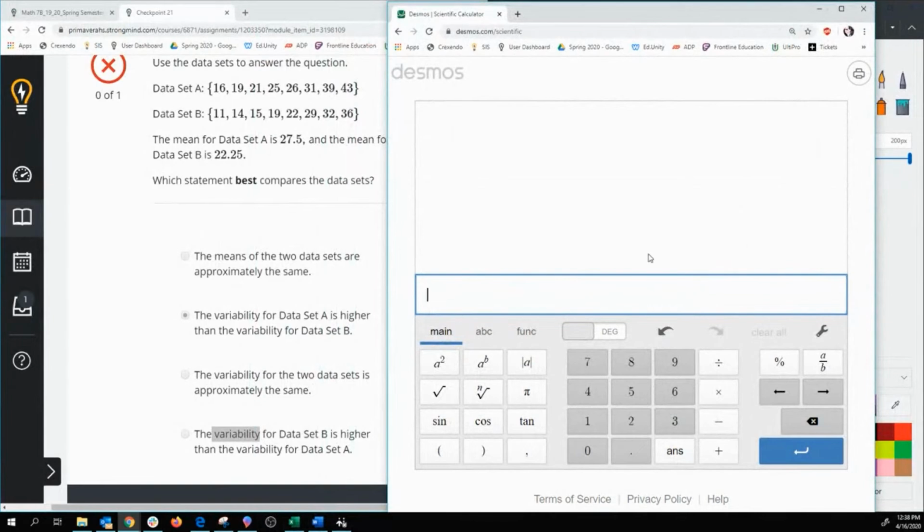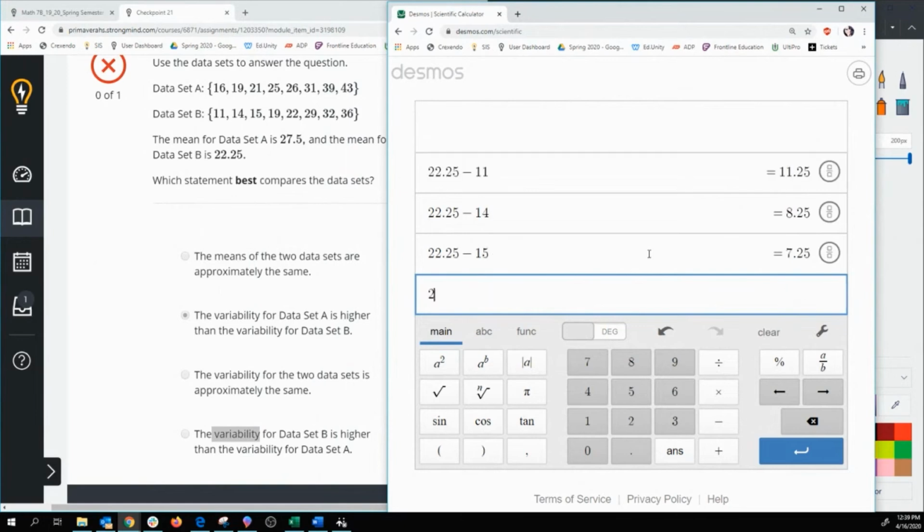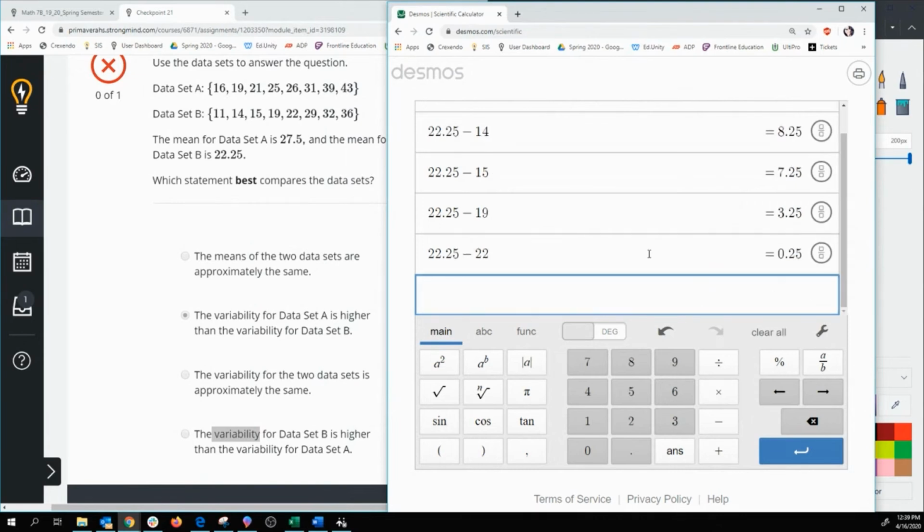So for data set B, again, I'm just taking that average and subtracting it from all the points to figure out how far apart they all are. Are you guys still with me on what I'm doing here? Perfect. It's just a long process. It's just a lot of calculator typing in.